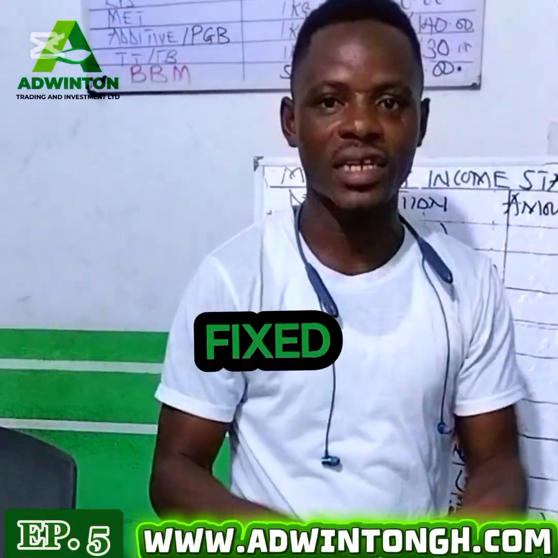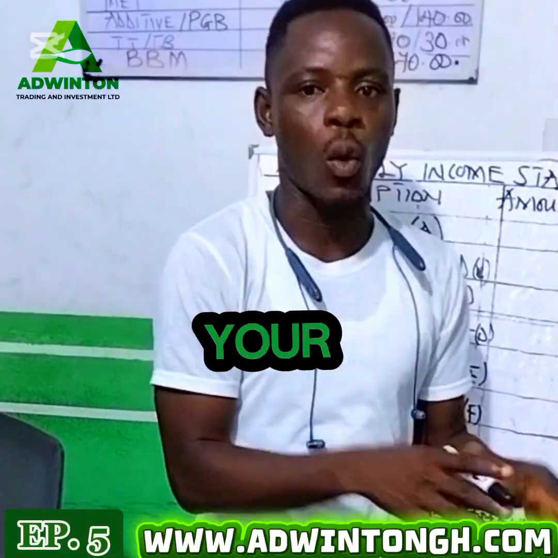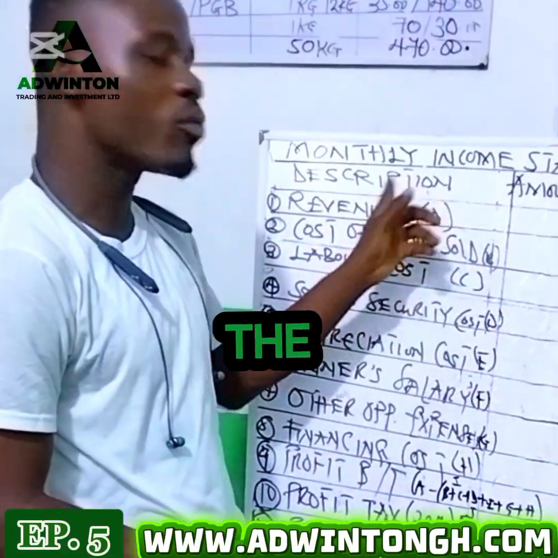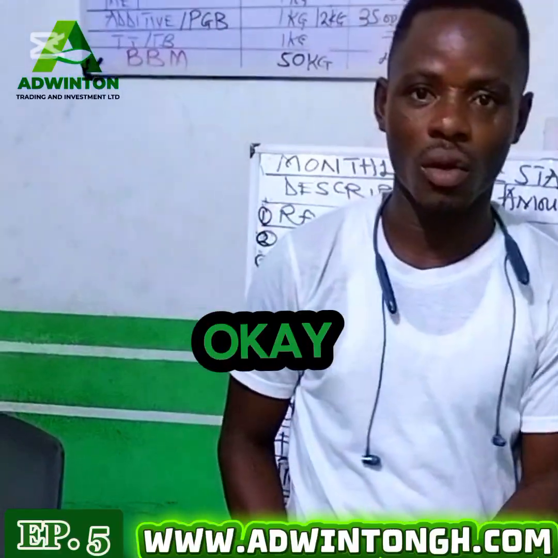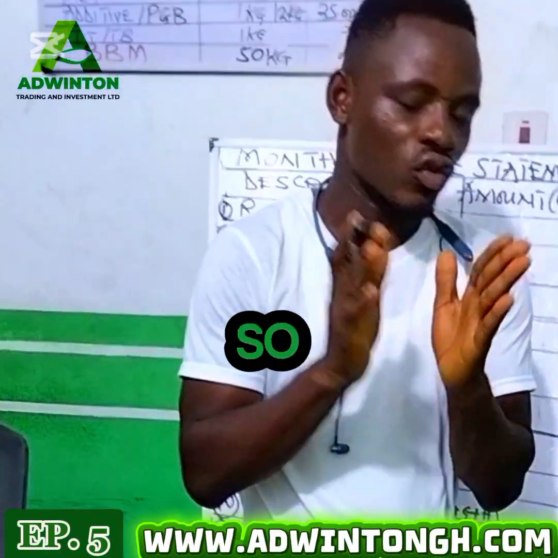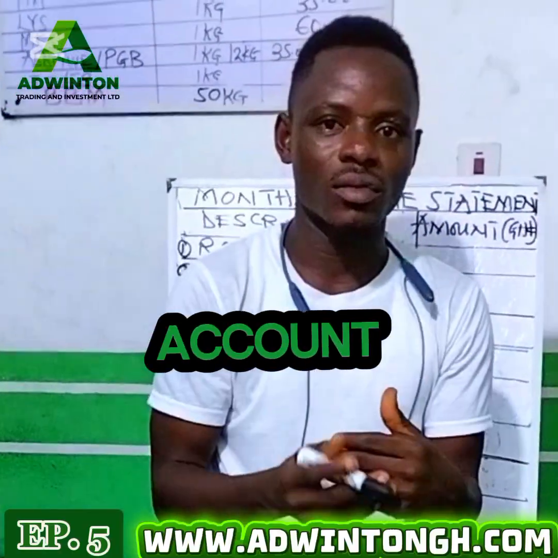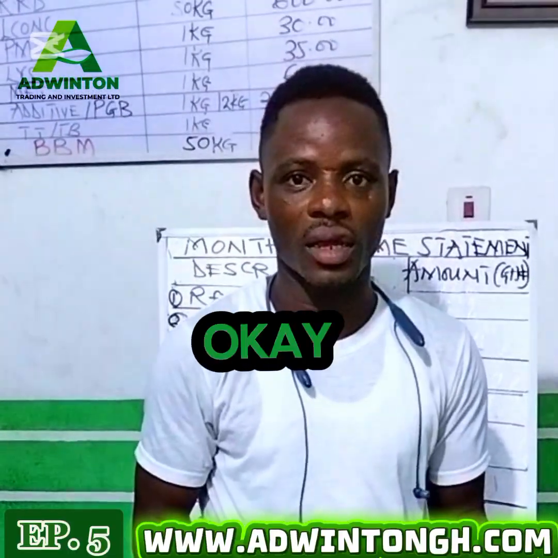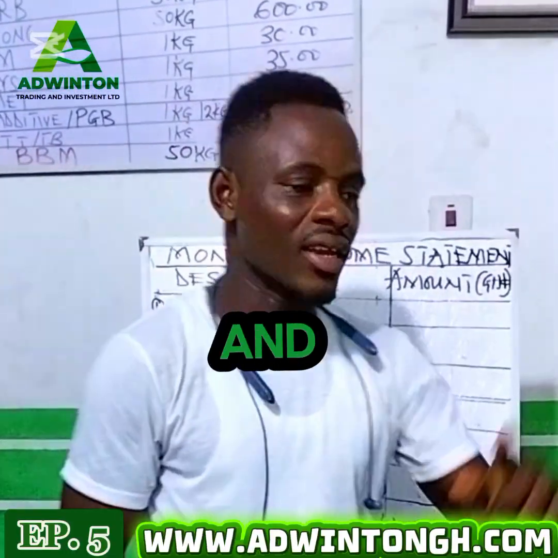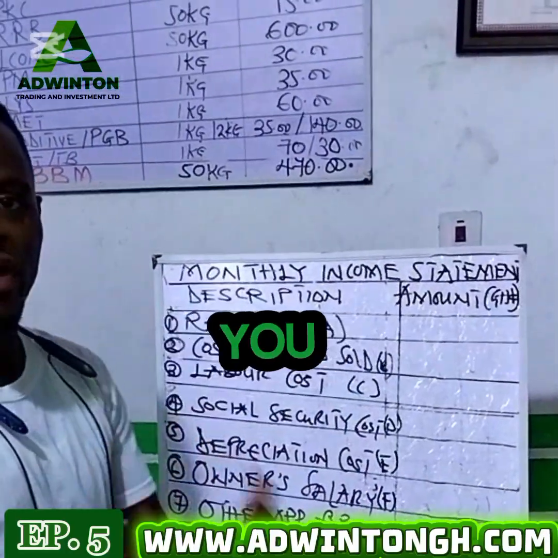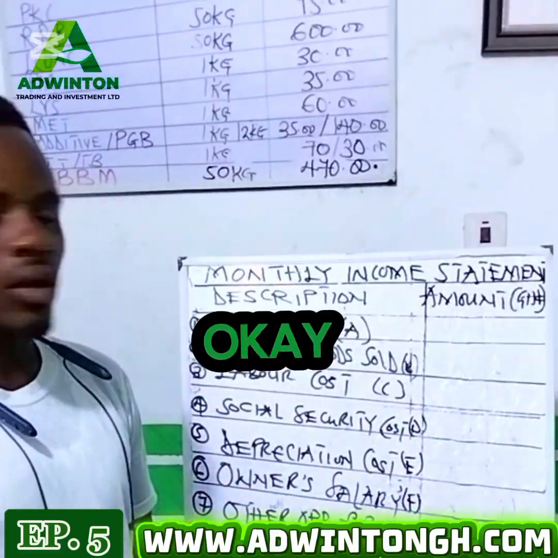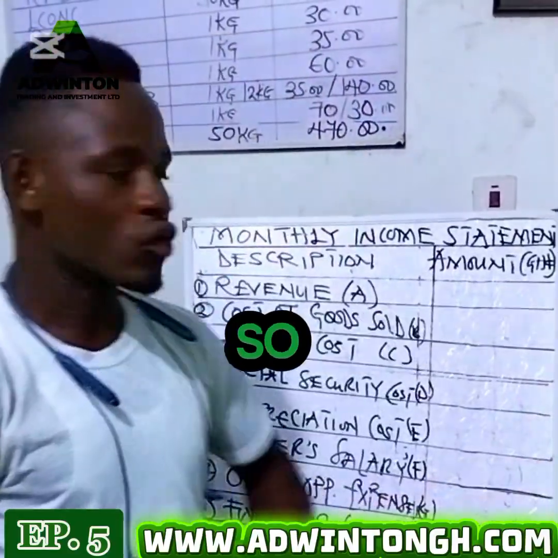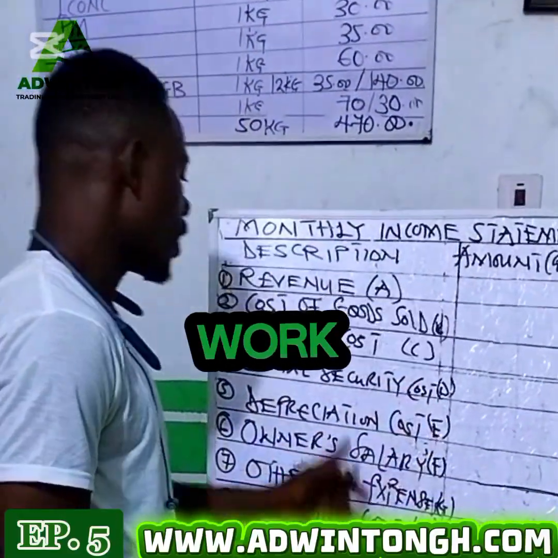So any fixed asset that you use at your workplace for the production of your goods and services, you attribute a particular cost to it, and then a monthly cost to it, and every month you have to deduct that one from your income. You understand? So we call that one depreciation cost.